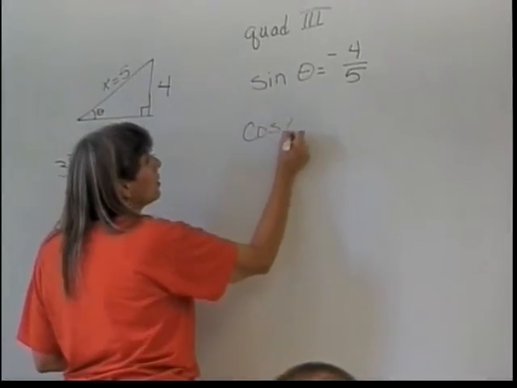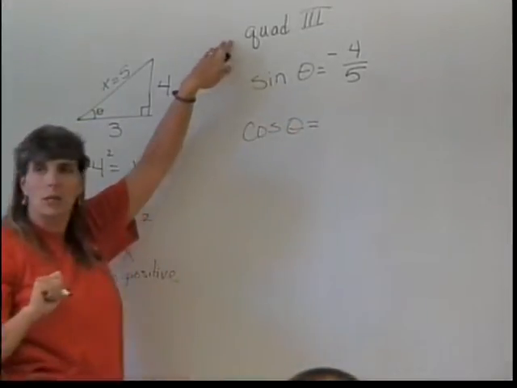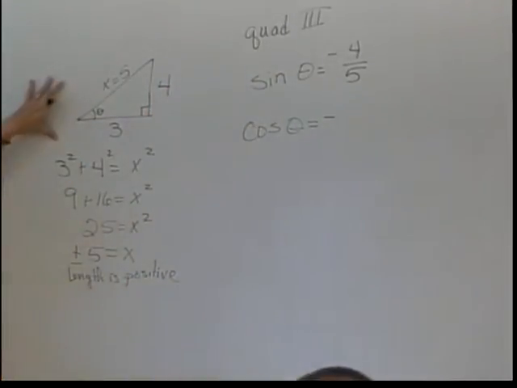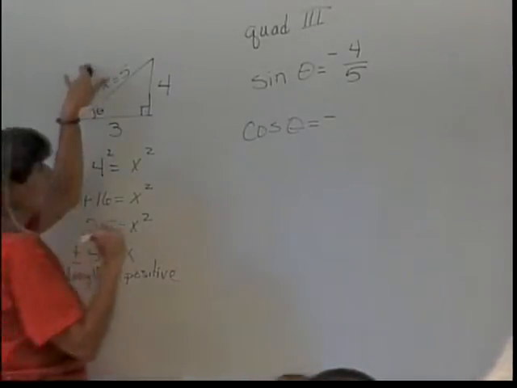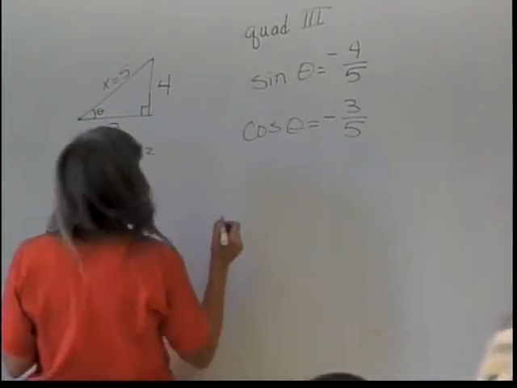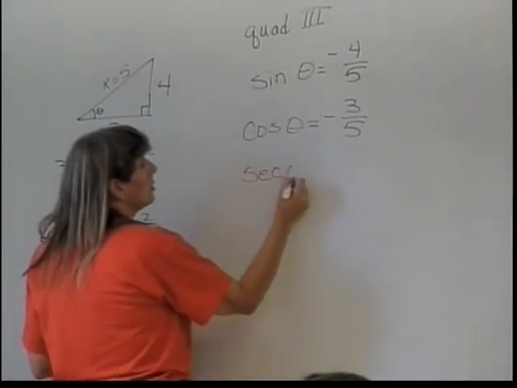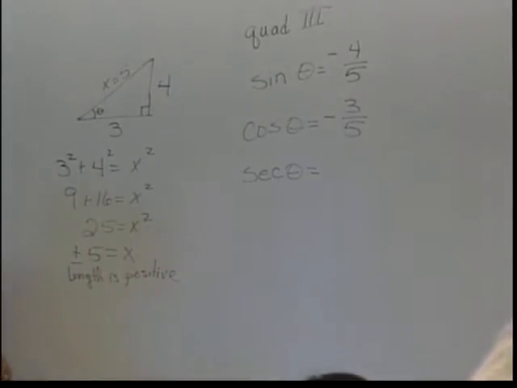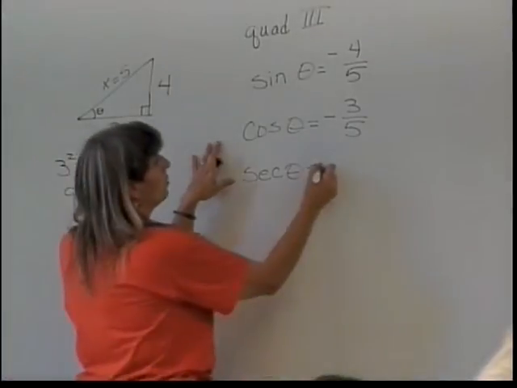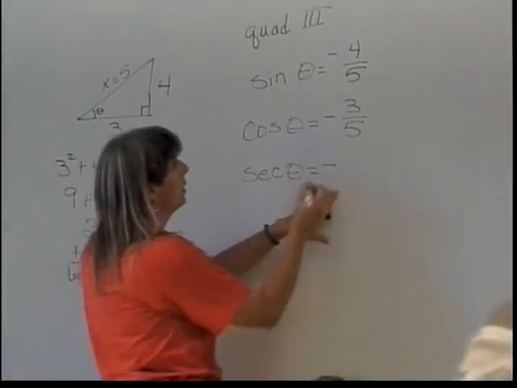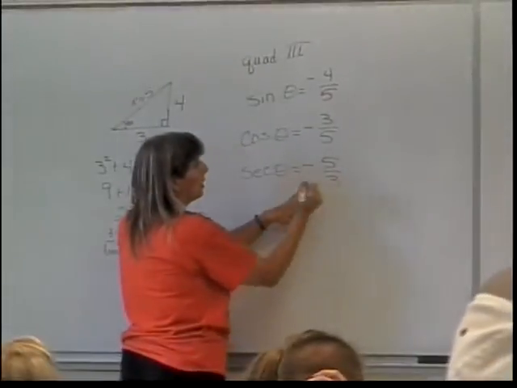So then I have the cosine of theta. In quadrant 3, is the cosine going to be positive or negative? Negative. And what's the ratio going to be based on my triangle? 3/5. Adjacent over hypotenuse, so 3/5. And then the next one is secant. Secant is which? Hypotenuse over adjacent, 5/3, but it's going to be negative because the secant and the cosine are related, so since the cosine was negative, the secant will be negative, and it will be 5/3 because it's hypotenuse over adjacent.